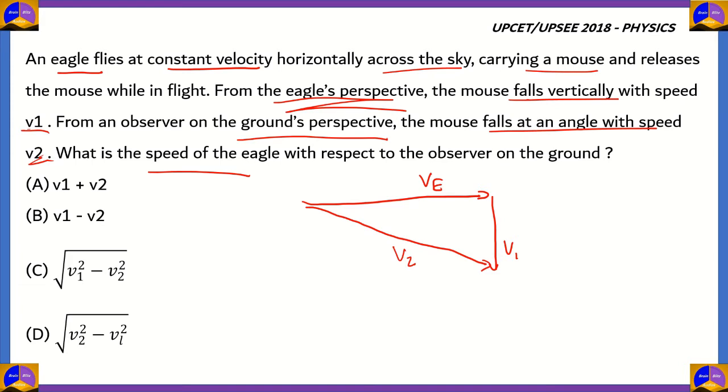So we are now presented with the triangle law of vectors. So we can now use the triangle law of vectors in order to solve this question. So basically that means the velocity V2 is equal to the sum of velocities VE and V1. So vector V2 equals vector VE plus vector V1. Therefore, you'll get the equation vector VE equals vector V2 minus vector V1.